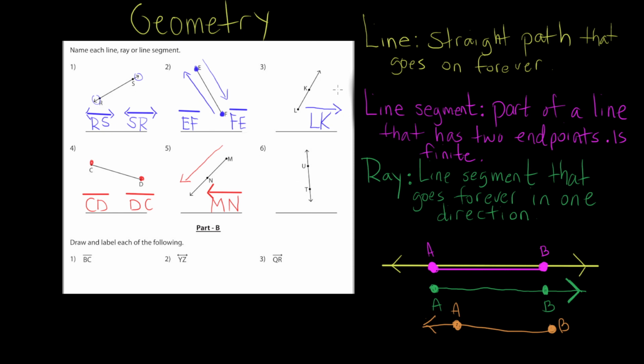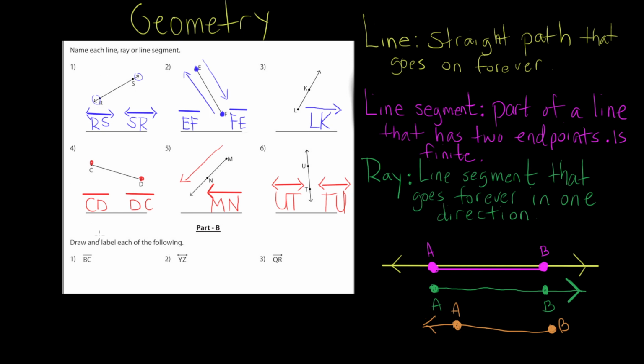Okay, let's look at this one now. This is, well, we have it going on forever in both directions. It's a straight path that goes on forever. So this is going to be a line. Okay, so this is going to be line UT if we start here and go this way, or it's going to be line TU if we start here and go this way. Okay, and the way that we show a line again, well, we draw our line over the top and we put 2 arrows on top.